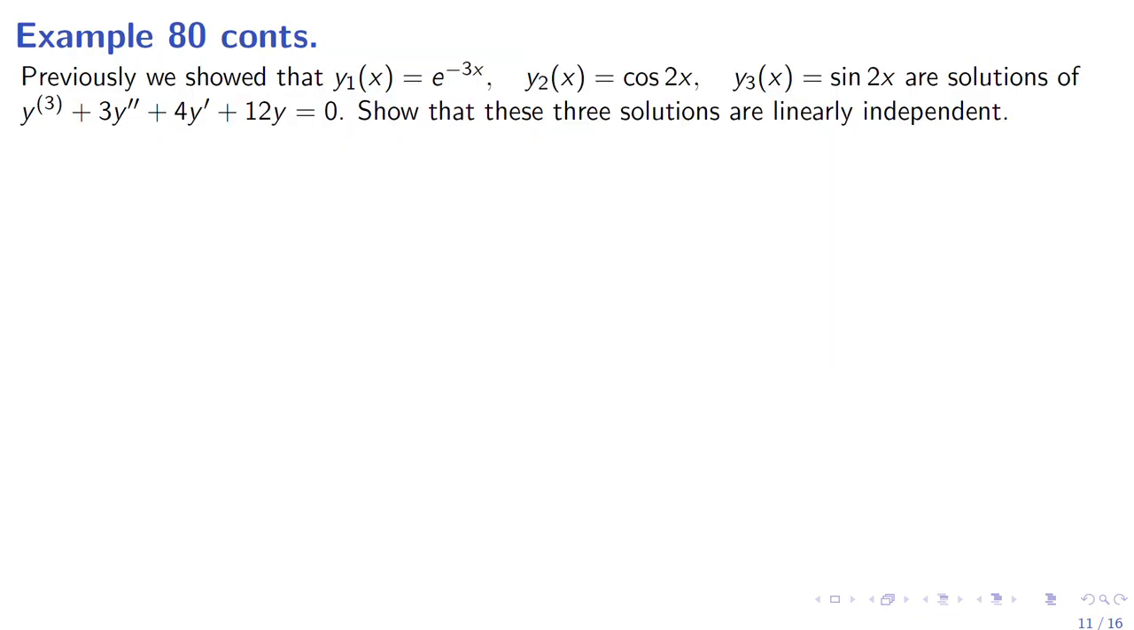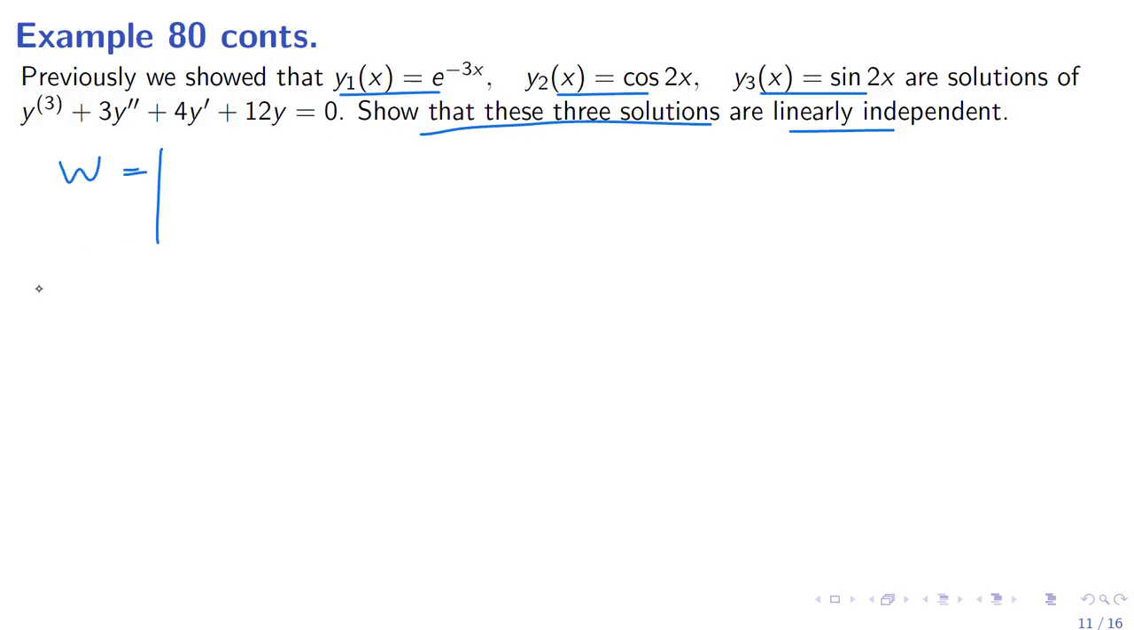Okay. Now again, in the example, previously we showed that y1, y2 and y3 are solutions of this ODE, and also we found a particular solution for a given initial value problem. Now we want to show that these three solutions are actually linearly independent. Okay, let's do this. For that we need to find our Wronskian W.